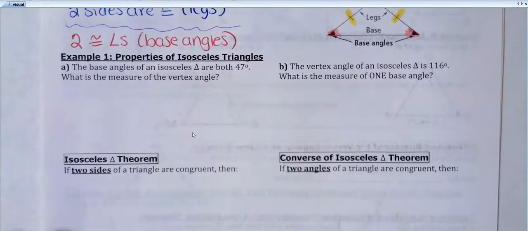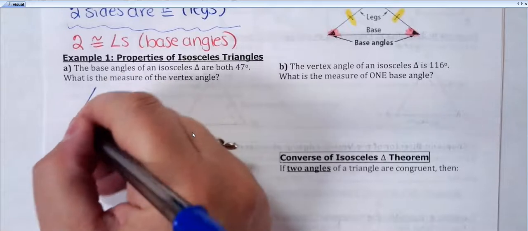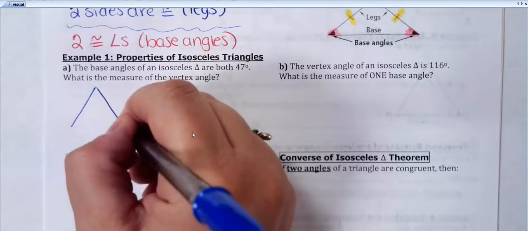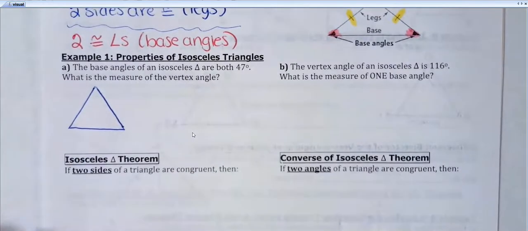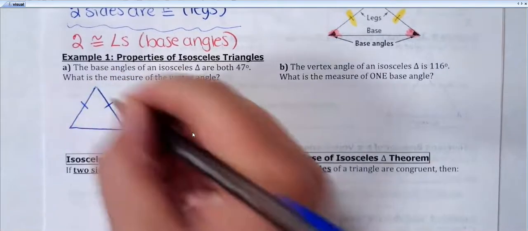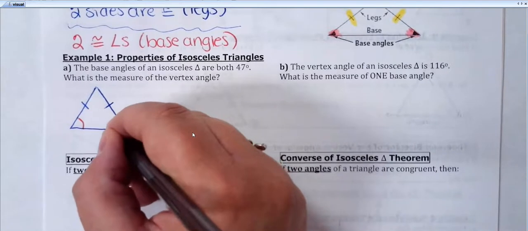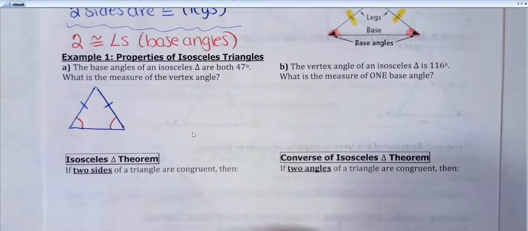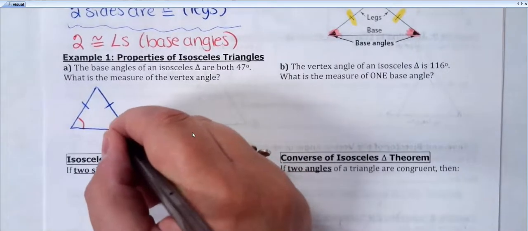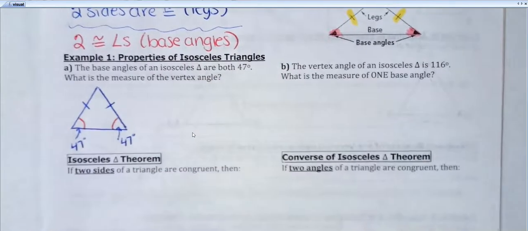Okay, now let me draw you a picture here. This is going to just ask you to find an angle, and I'm not drawing this to scale, but I'm going to try to draw an isosceles triangle. It says the base angles of an isosceles triangle. Two sides the same, and the base angles are across from those two sides, so those two angles in my little sketch. It says the base angles are both 47 degrees. So this angle is 47, and this angle is also 47.